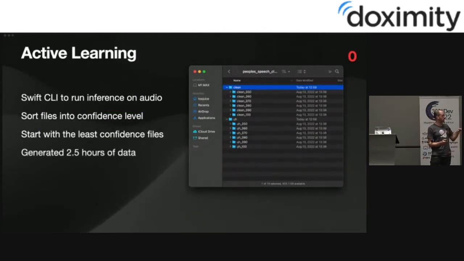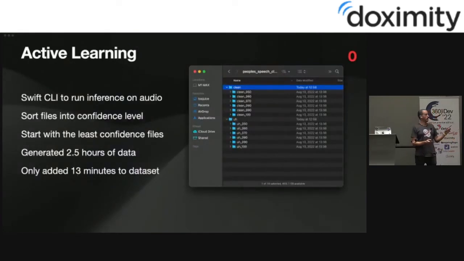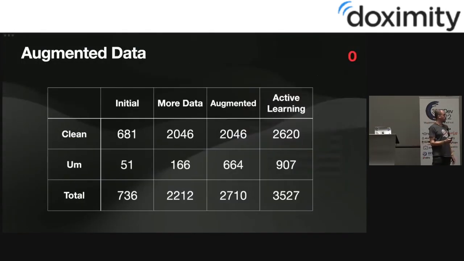And I actually generated 2.5 hours of data from that 30,000 hours, but I only ended up using 13 minutes because, one, it's still a little bit time consuming. I got tired. And also, I went through the 50s, 60s, and 70s percentile, or the confidence levels for clean, and just used those. The vast majority of them were in the hundreds or the 90s, and those wouldn't have helped the model learn much new stuff. So after we add the active learning, we have more data. We could have done it even further, but I ran out of time.